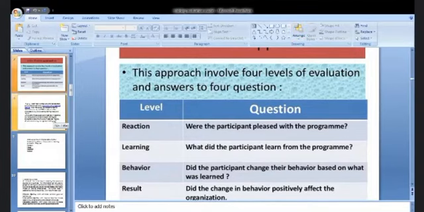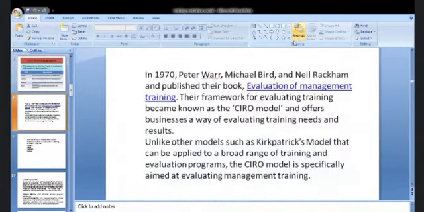So in this video we are going to discuss another model, which is called the CIRO model. Okay, CIRO model. In 1970, Peter Warr, Michael Bird, and Neil Rackham published their book Evaluation of Management Training. The framework for evaluating the training became known as the CIRO model.